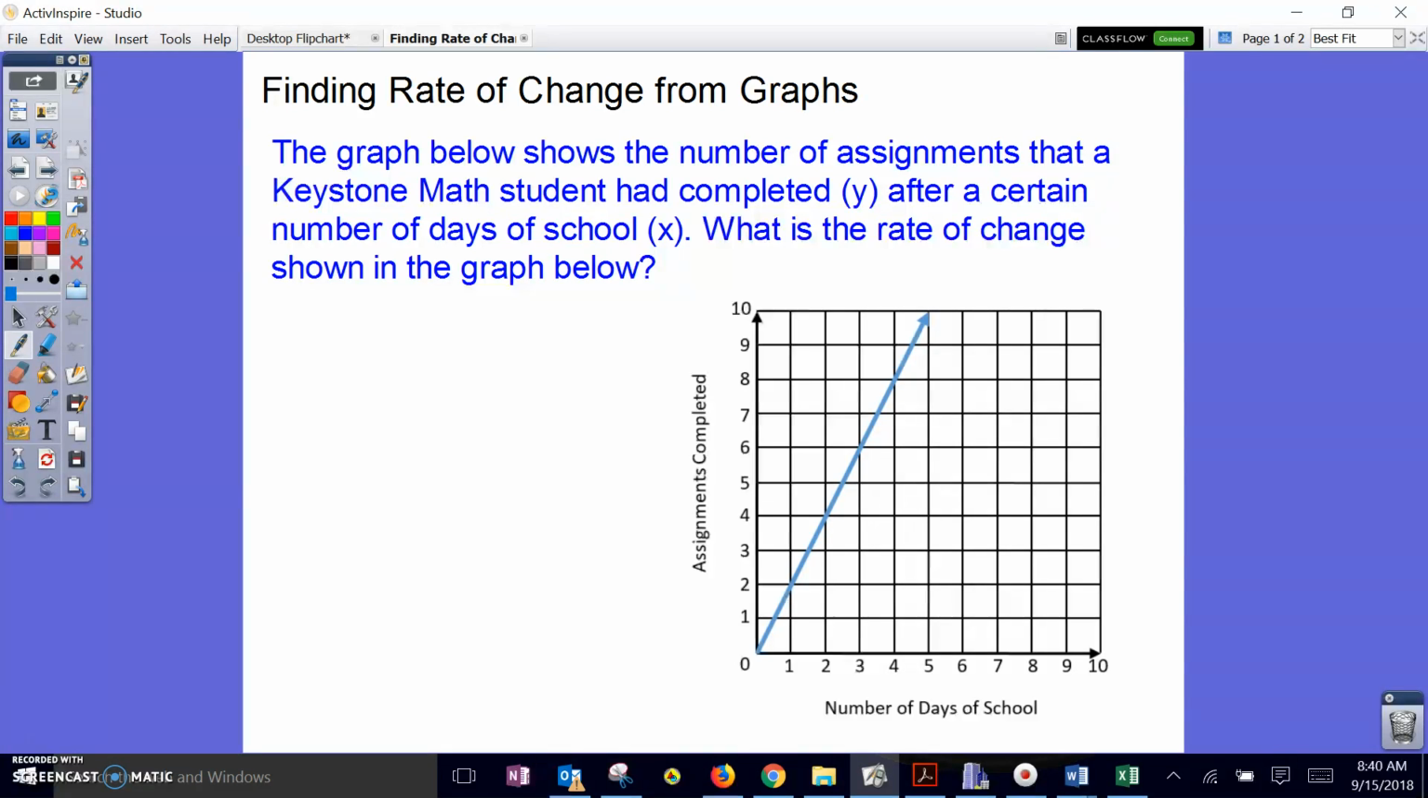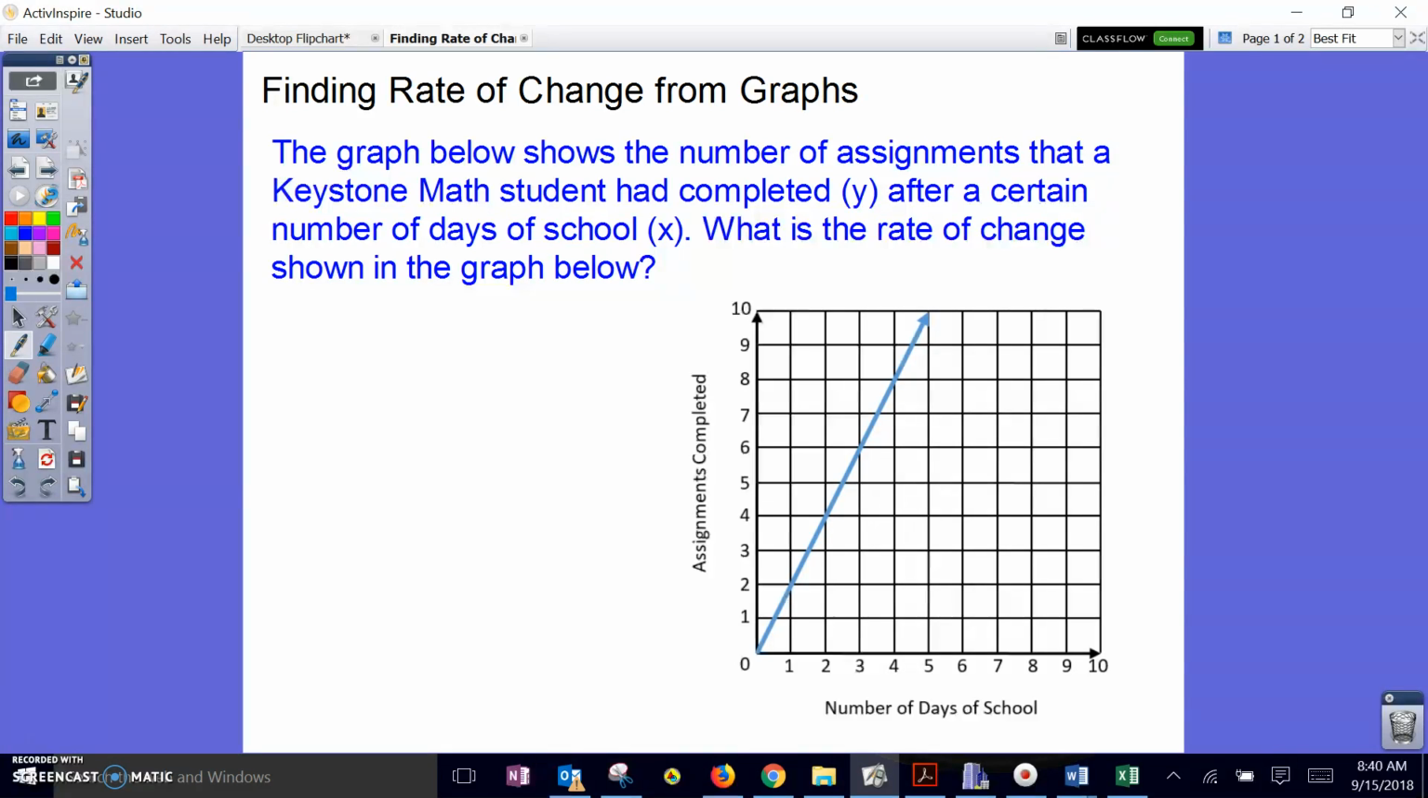Here's the first example. It says the graph below shows the number of assignments that a Keystone Math student had completed, which is our y variable, after a certain number of days of school, which is our x variable. We're going to try and find the rate of change shown in the graph below.